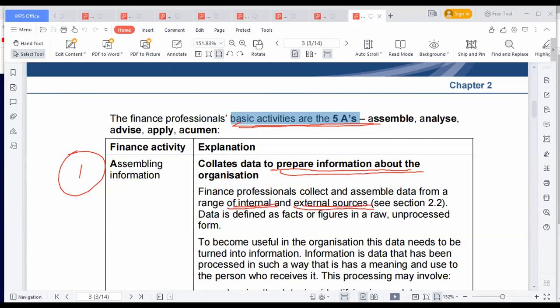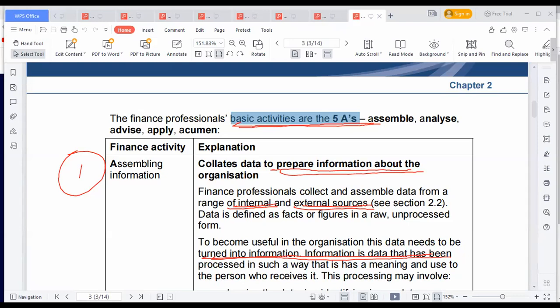Now, once we get this information, what are we going to do with it? To become useful in the organization, the data needs to be turned into information. There's a difference between data and information. Data is unprocessed, and information is data that has been processed. So when data comes from inside and outside, it is raw facts that have not been processed. But when it is processed, it becomes information. For it to be useful to the organization, it has to be information.